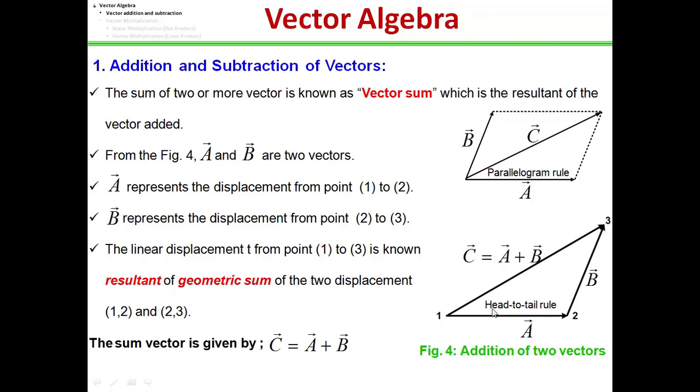Here, the linear displacement from point 1 to 3 is known as the resultant or geometric sum of the two displacements, that is 1 2 and 2 3. That means vector A and vector B. Therefore, the sum vector is given by vector C is equal to vector A plus vector B.